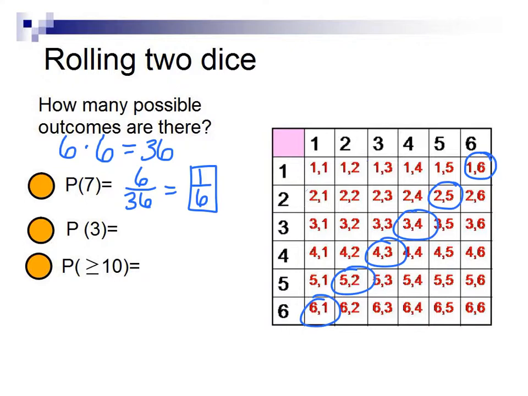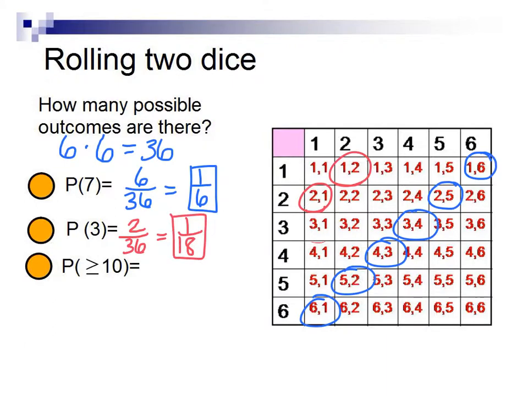Okay, how about the probability that you get a 3? Okay, so let's try that. In my chart, that would be right here. Oh, no, it wouldn't. Sorry, that's not 3. That's 4. All right, it would be right here is a 3, and here is a 3. So I really only have 2 successes out of 36, which could reduce to 1/18.